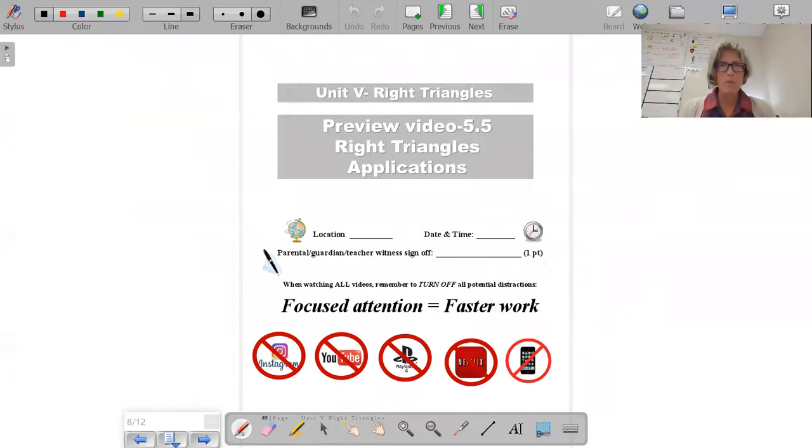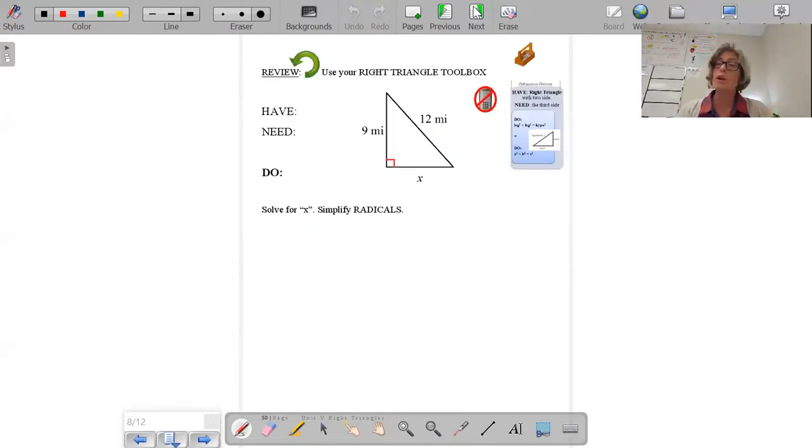We're in the final preview video for our amazing unit on right triangles. You want to keep your reference booklets handy, please. This is called your right triangle toolbox, because it lists the 5 different tools that we've been using for right triangles. You want to keep that very close to you at all times. We're going to do a quick recap of what we've learned so far.